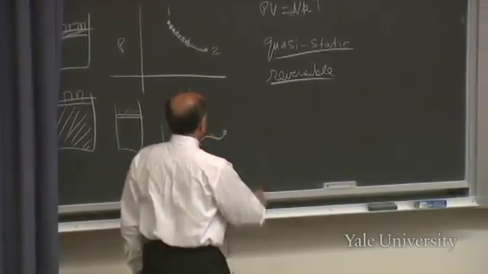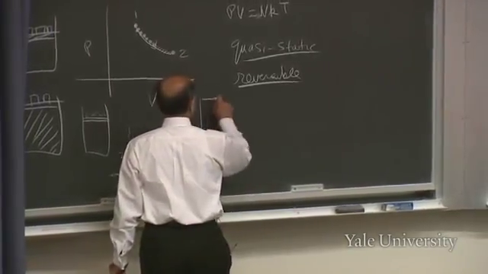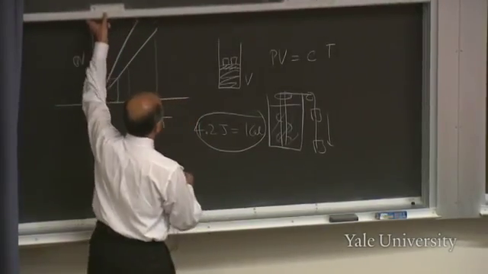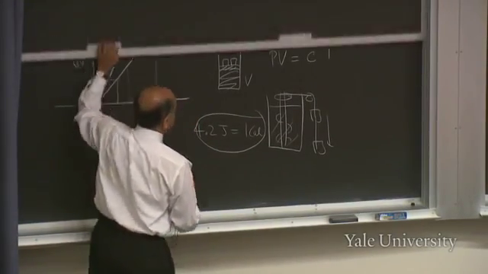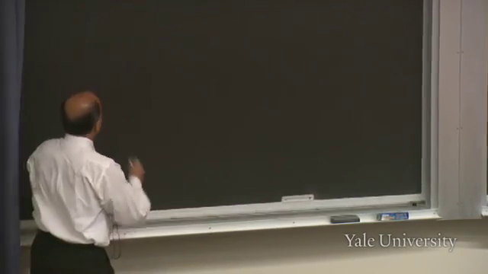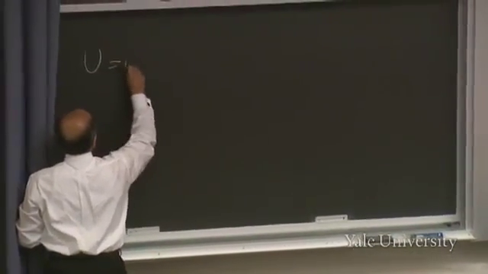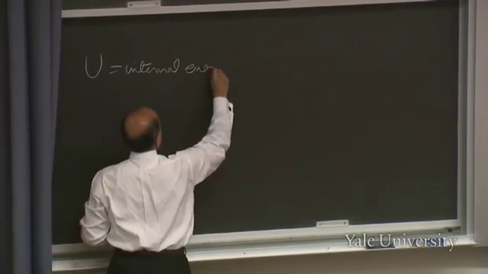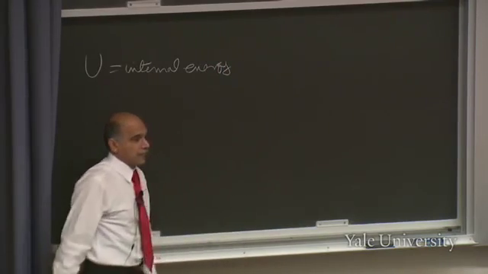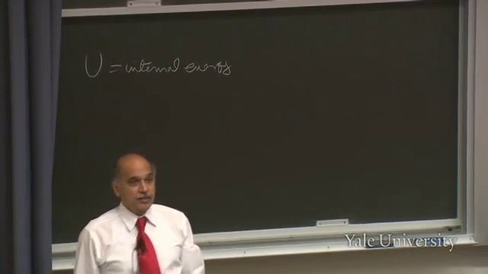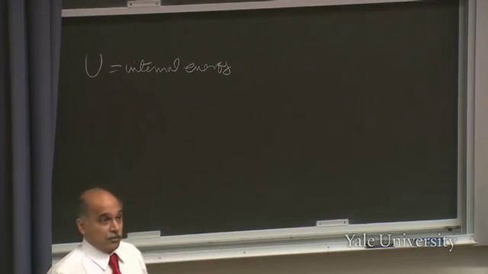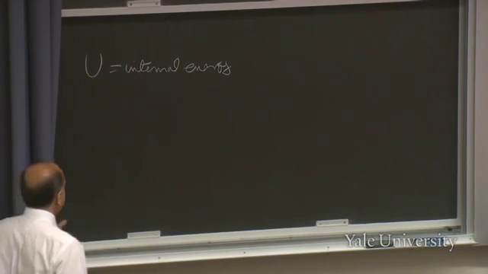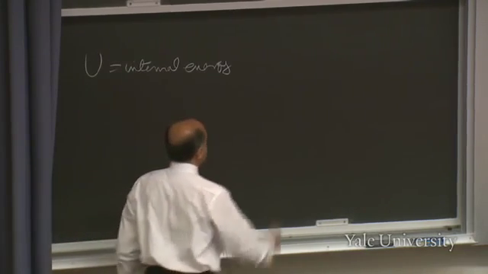Now, in every state of the system, I'm going to define a new variable, a quantity called U, which stands for the internal energy of the gas. The internal energy is simply the kinetic energy of the gas molecules. For solids and liquids, there's a more complicated formula. For the gas, internal energy is just the kinetic energy.